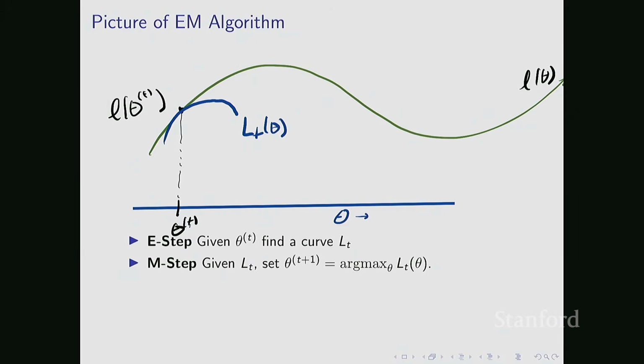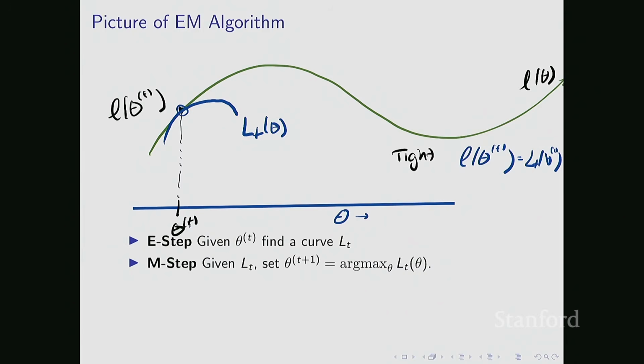Now, what are the properties of this L_t(θ)? We'll talk about it in a second, but one property that's true from the picture is that L_t(θ_t), that is at this point θ_t, equals L(θ_t). Okay? So they meet at this point, which I'll refer to as being tight. That's the name of that property, tight.